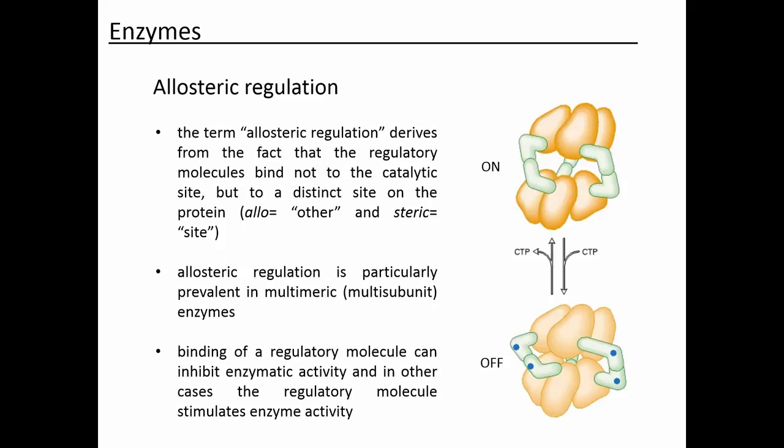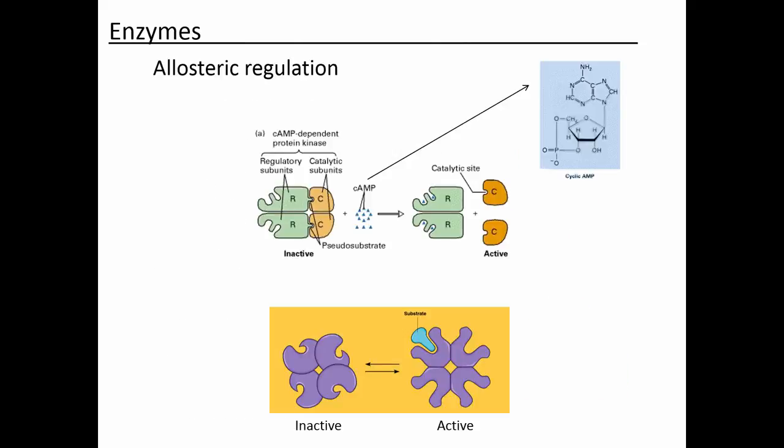You also saw an example through non-competitive inhibitors. So a non-competitive inhibitor inhibiting an enzyme is allosteric regulation. Okay, so a non-competitive inhibitor would be an example of allosteric regulation. Just to give you two other examples, these are going to both be positive regulation.